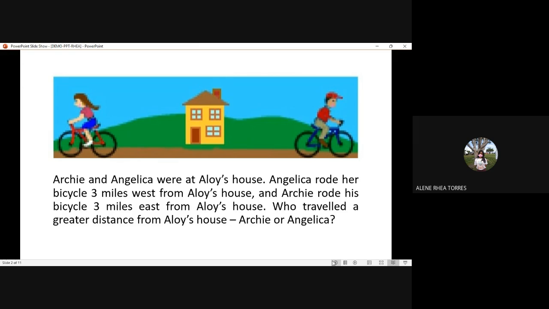Archie is the boy, and Angelica is the girl. So, Archie and Angelica were at Aloy's house. Angelica rode her bicycle 3 miles west from Aloy's house, and Archie rode his bicycle 3 miles east from Aloy's house. Who traveled the greater distance from Aloy's house? Is it Archie or Angela?